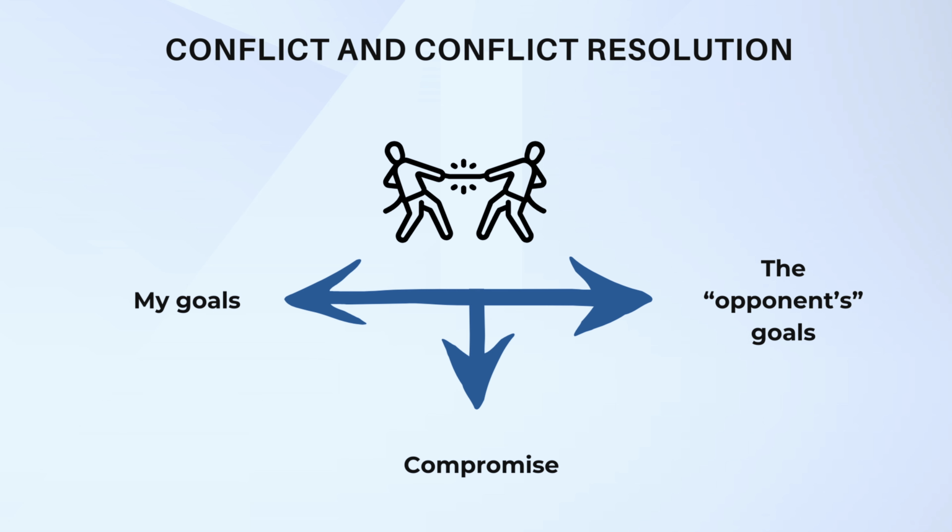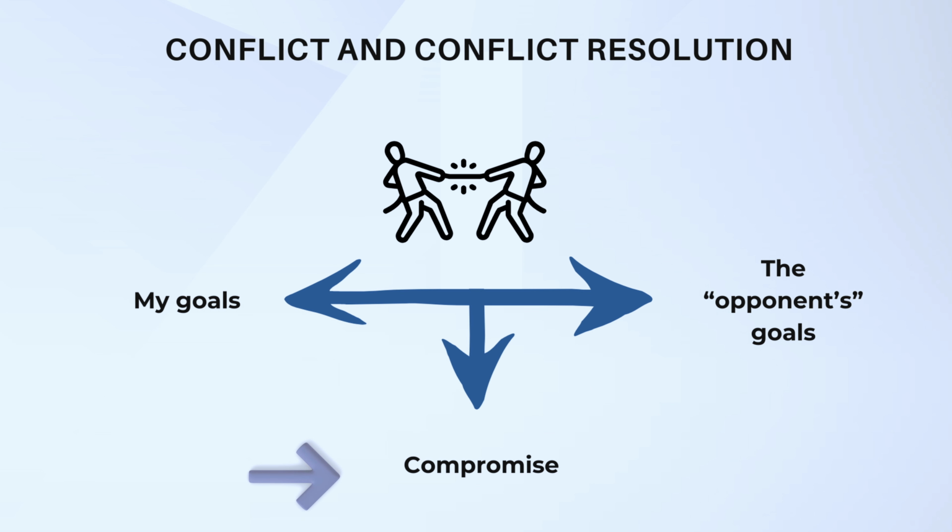The image you see represents the traditional perspective on conflict resolution, where two parties have opposing goals. It shows 2 stick figures pulling on the opposite ends of a rope, symbolizing a tug of war. And it is an illustration of the tension or clash that arises from the different objectives. On one side, you have my goals, indicating one party's desired outcomes. On the other side, there's the other opponent's goals, representing the other party's aims, which are, in this context, in direct opposition to the first party's goals.